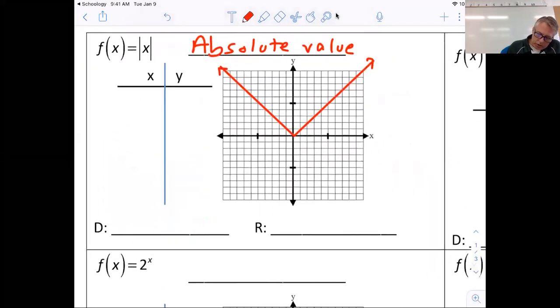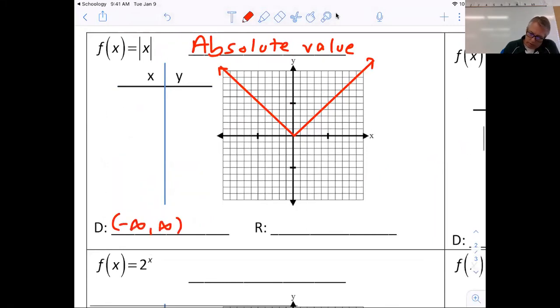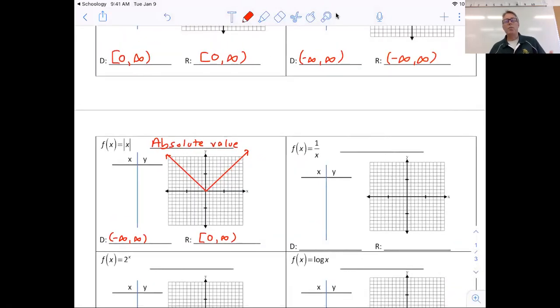So it has a domain of all real numbers, so from negative infinity to infinity. And it has a range from 0 to infinity. I am also recording this, and I'll leave it on there for you guys if you ever want to look back at it.